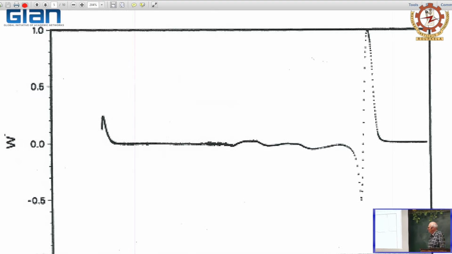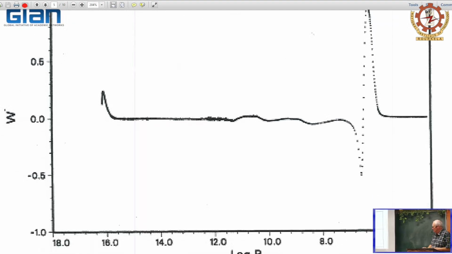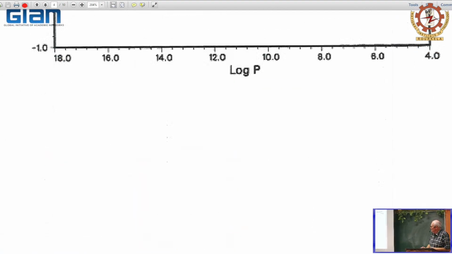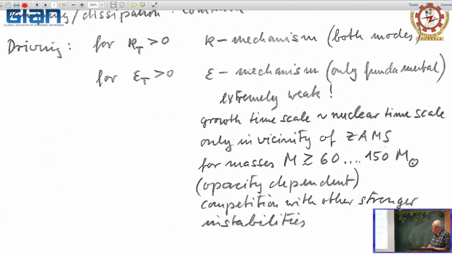Well, the weakness of this instability is mainly caused by the weakness of the epsilon mechanism, and what you see here is that at the same place where the epsilon mechanism is present, we also have the Kappa mechanism present. So there are two mechanisms which compete with each other, and the Kappa mechanism is always present, even in those cases where the epsilon mechanism is present. So they are competitive effects concerning the driving.